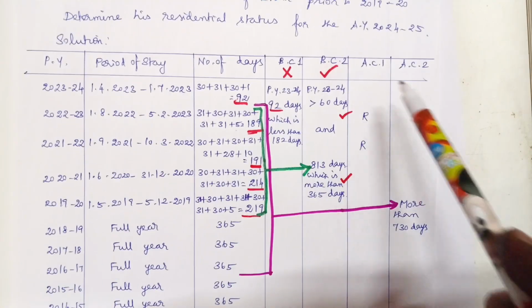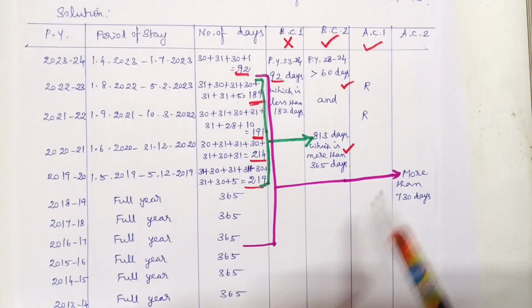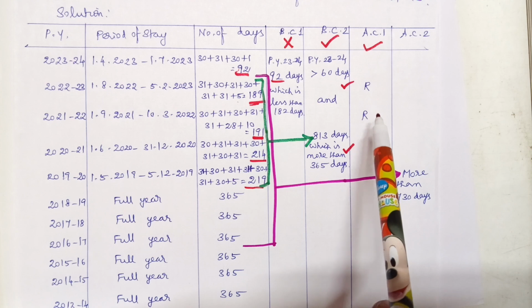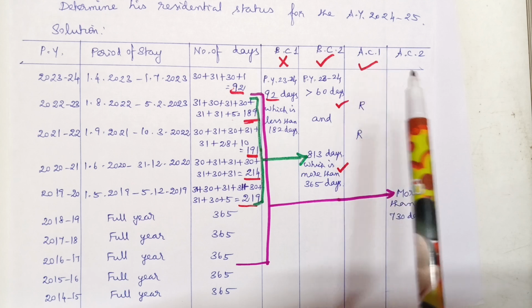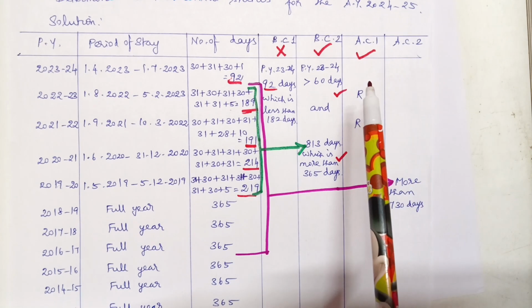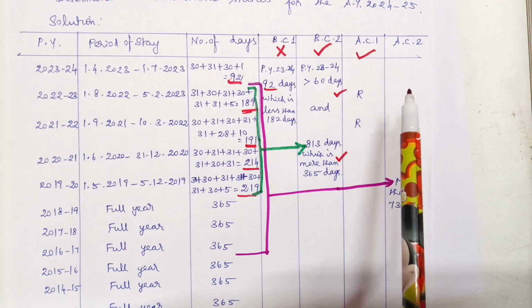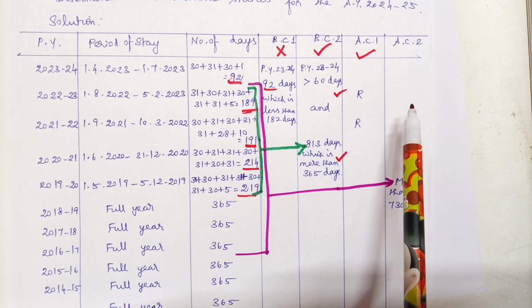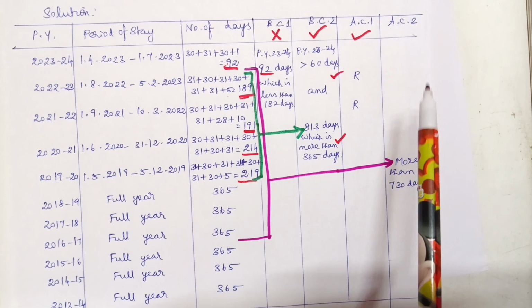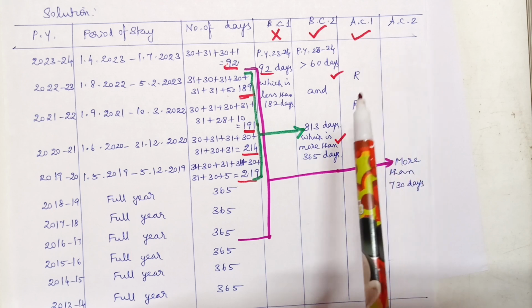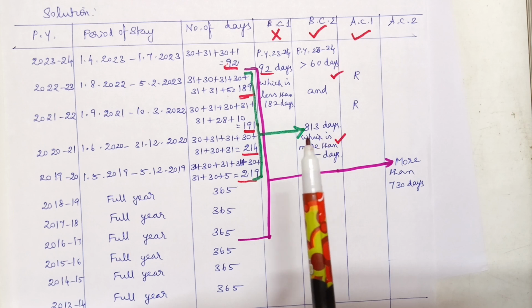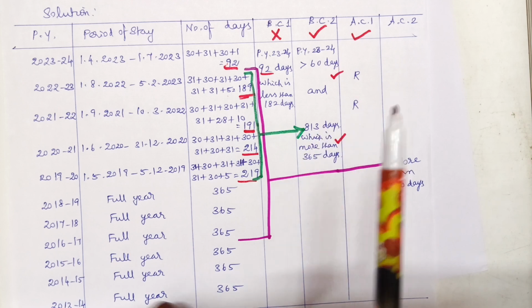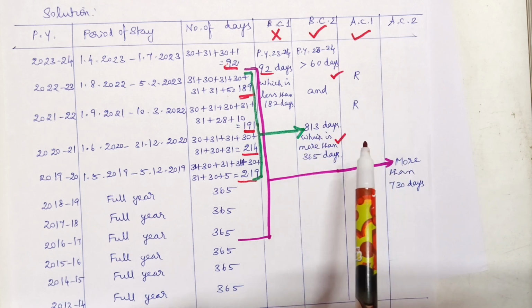So, now additional condition number 1 is fulfilled. As he has been determined as resident for at least 2 years, he is fulfilling additional condition number 1. Then, if additional condition number 1 is fulfilled, we have to check whether he is fulfilling additional condition number 2. Additional condition number 2 is, during 7 years immediately preceding the relevant previous year, he should be in India for at least 730 days.